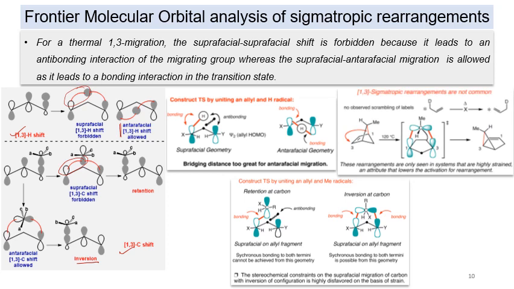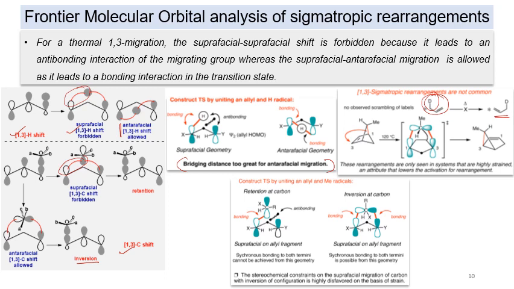So we can see here, if this particular substrate is taken, then no such transformation is observed. Why? Because in the first case, the suprafacial 1,3 H shift is forbidden. The antarafacial 1,3 H shift is allowed, but the bridging distance is too great for the antarafacial migration. Geometrically, this is not allowed. Therefore, you can see here the H or the D shift, the 1,3 shift, does not occur thermally.